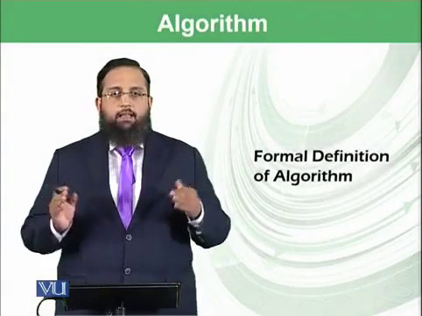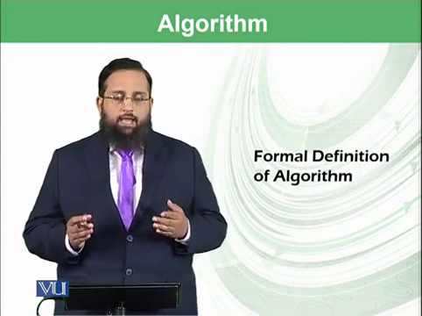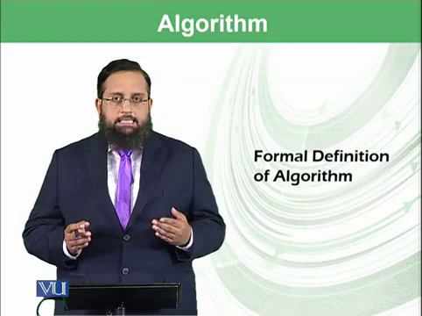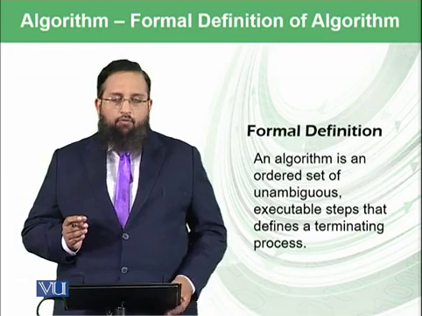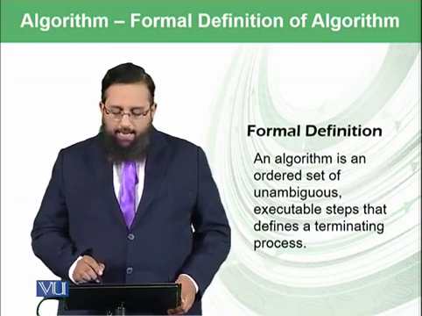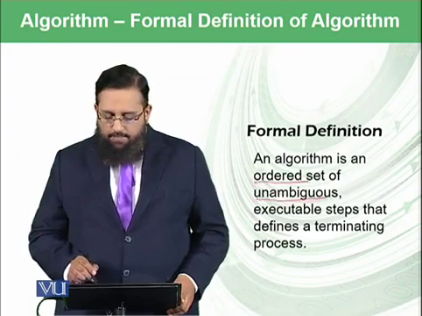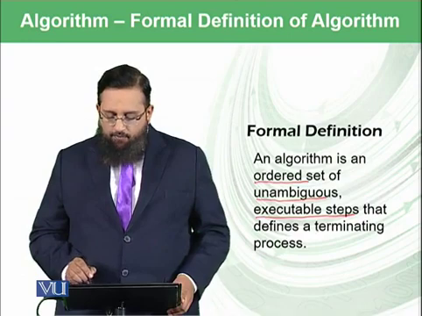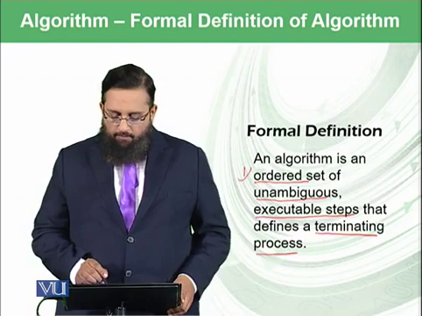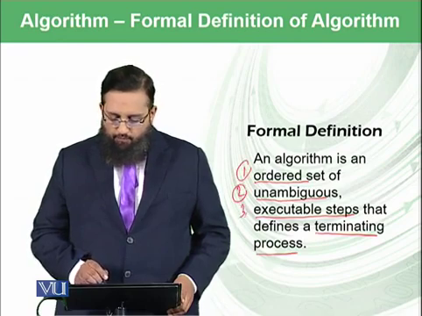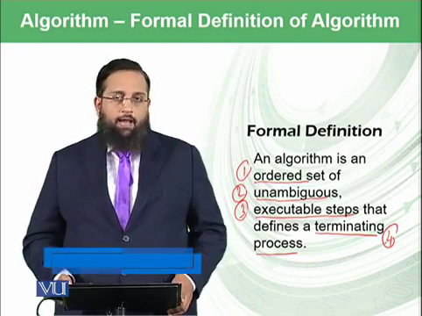Dear students, in the last module, we had a very informal review of algorithm. And today we will start discussing formally what is an algorithm. So if we formally define it, an algorithm is an ordered set of unambiguous executable steps that defines a terminating process. So we have four properties of an accurate algorithm.